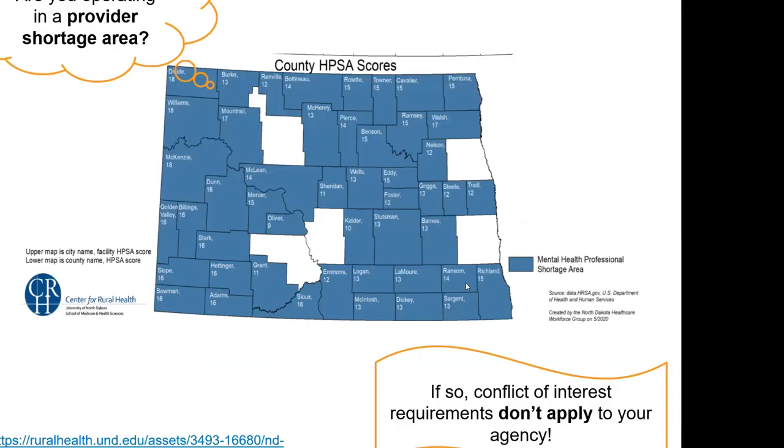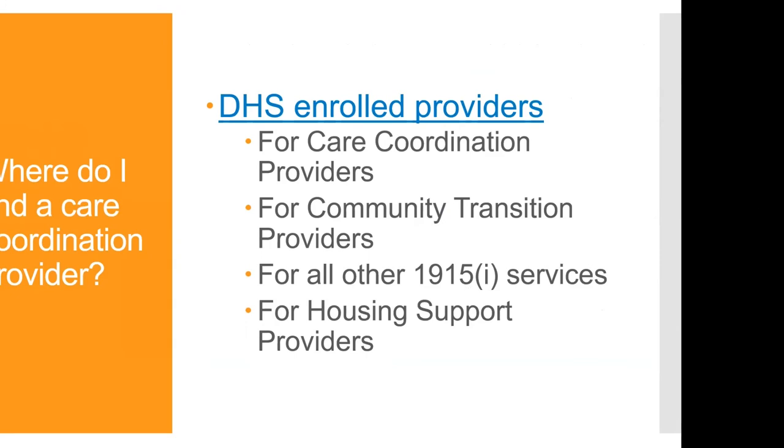Process of HUDAS being done by the zones. Okay. So DHS also keeps a list of enrolled providers. Please keep checking this list. It is updated every time somebody goes through the provider enrollment process successfully. They keep a separate list for care coordination providers. Remember, when we learn about the services, care coordination is really the door to all of those services. Everybody receives care coordination, and then that assessment helps them see what other services they need. Community transition providers, 1915I, housing support, or any other 1915I providers will all be on this list.